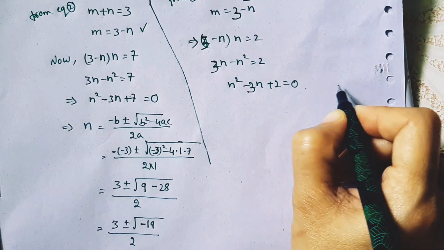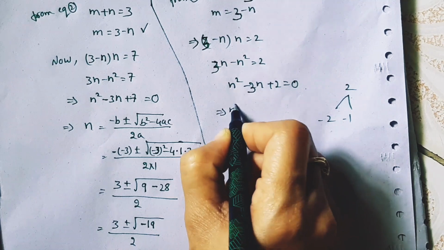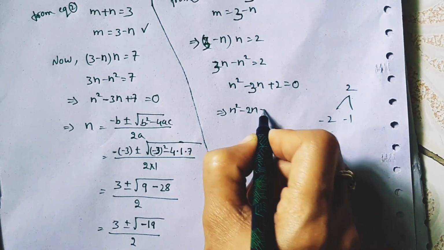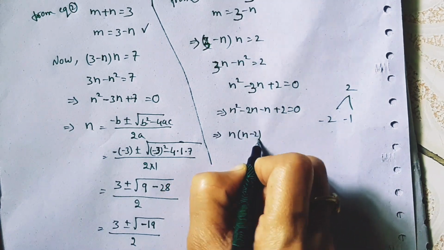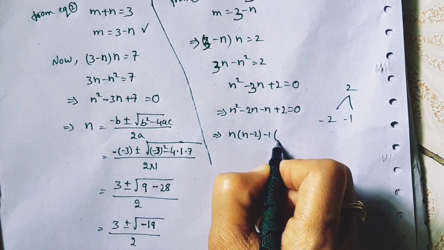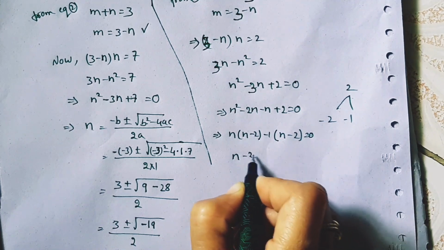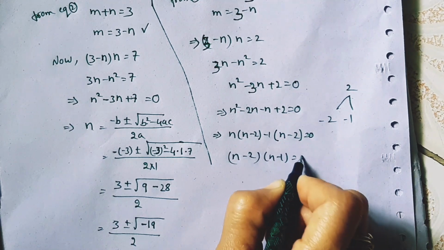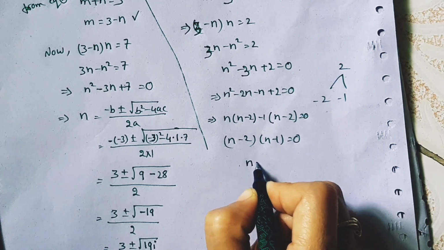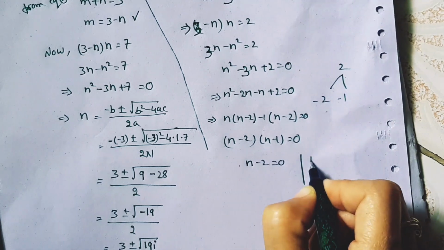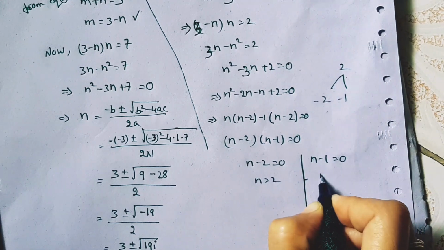So that implies n square minus 2n minus n plus 2 equals 0. That implies n(n minus 2) minus 1(n minus 2) equals 0. So (n minus 2)(n minus 1) equals 0. Then n minus 2 equals 0 is one equation, and n minus 1 equals 0 is another equation. So n equals 2 and n equals 1.